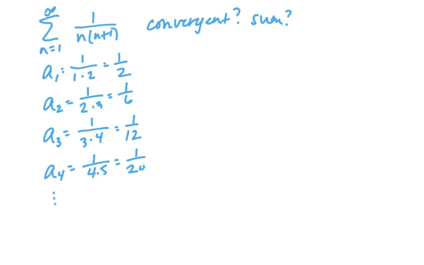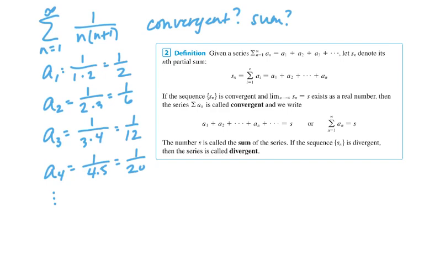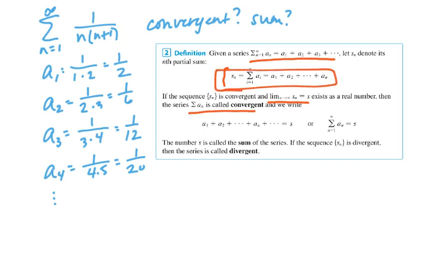Now, this is not geometric because we're not multiplying by a common ratio each time. So we're going to go back to here, and this says that if the partial sum is convergent and the limit approaches a value and exists, then the series is convergent. So that's where we're going to head with this. We're going to use this concept. So we're going to look at a partial sum and look for convergence there. So let's go back to this problem. I'm going to start it again.